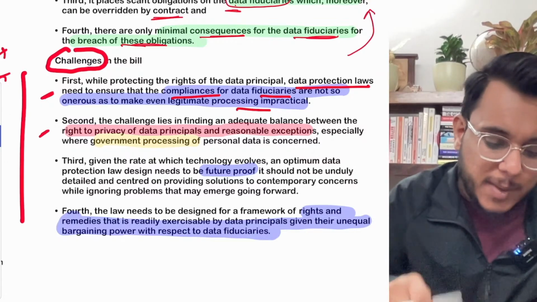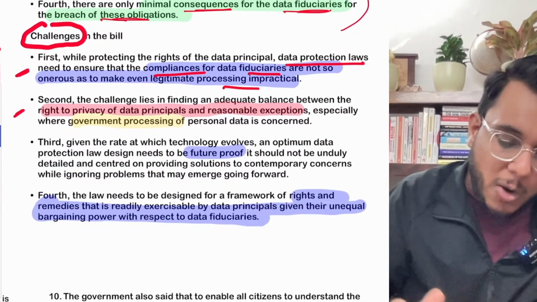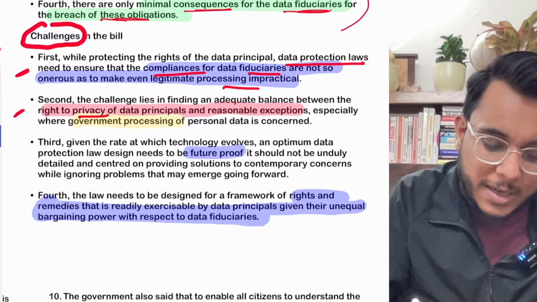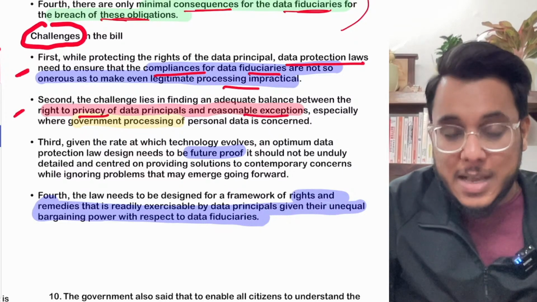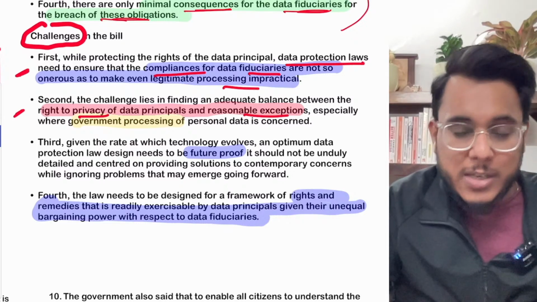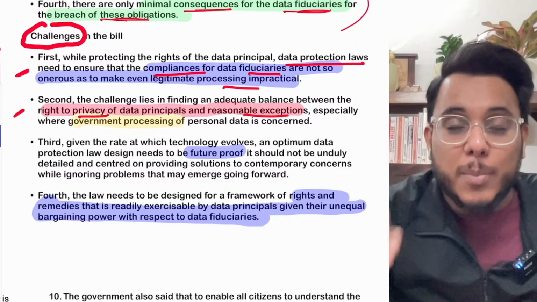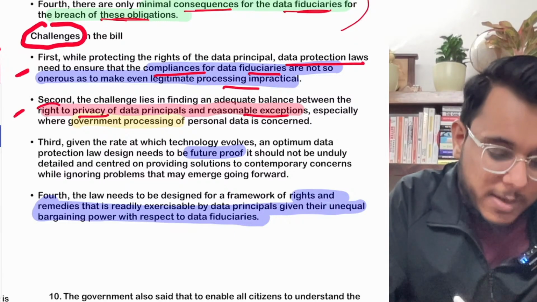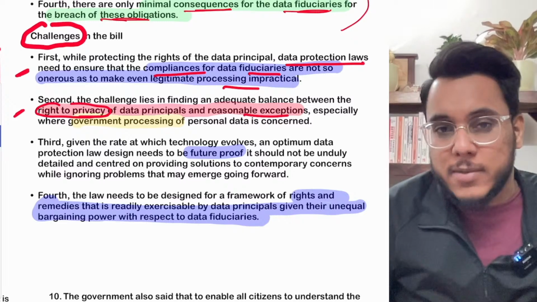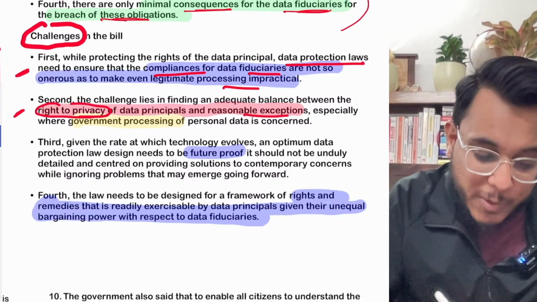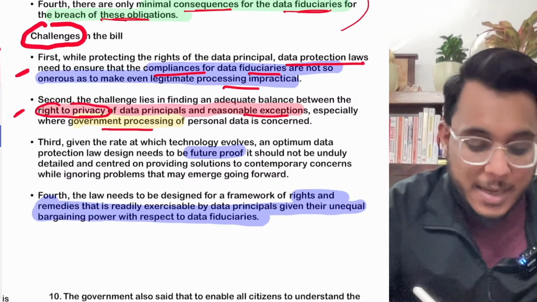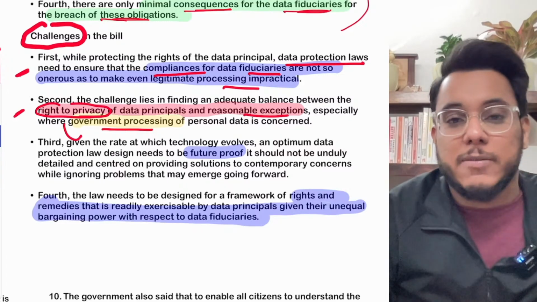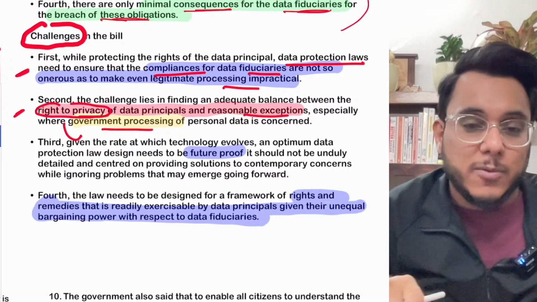Then the second challenge in this particular bill was how to find the balance between the right to privacy of the data principals and reasonable exceptions. Now you see, sometimes the exceptions are needed. For example, the government can use your private information for the purpose of national security. If you give an absolute right to privacy, then the exceptions, when the government needs data for processing, cannot be given. But if we give too much power to the government, then the right to privacy will vanish. So here also the balance was to be made.